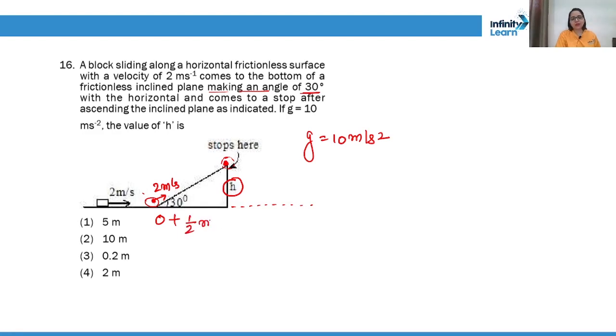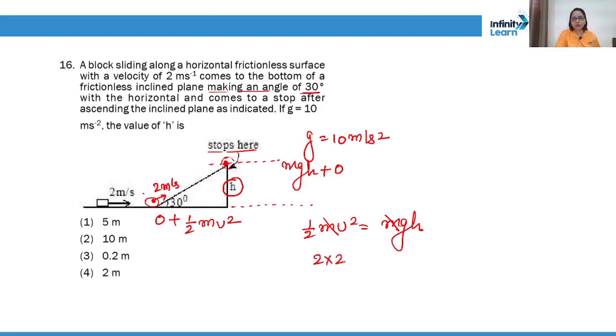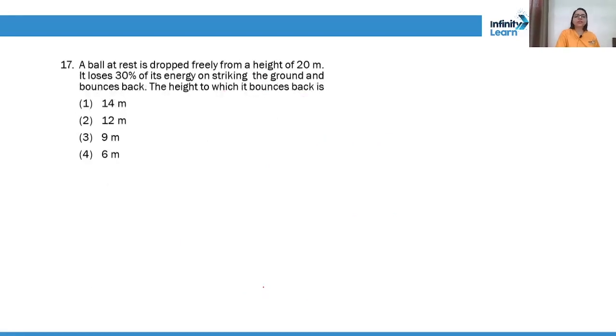Kinetic is half m v square and this is equal to mechanical energy over here. So potential will be mgh plus it stops here. That means its velocity is 0. So its kinetic is 0. Conserve the mechanical energy. Half mu square is equal to mgh. m cancels m. u square by 2, which is 2 into 2 divided by 2, is equal to gh. So gh is equal to 2 and h will be 2 by g, which is 0.2 meter. Option 3.